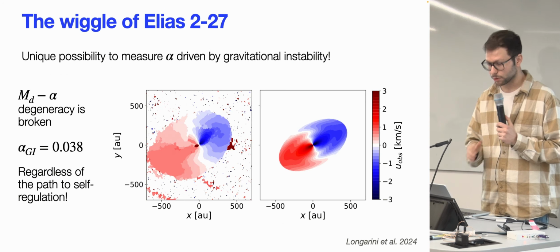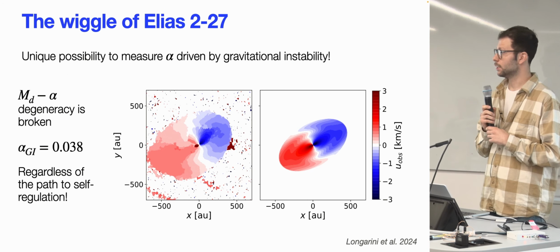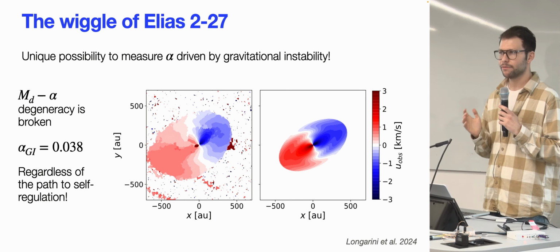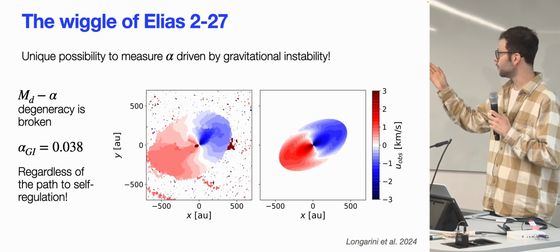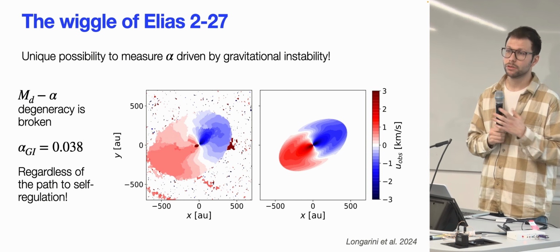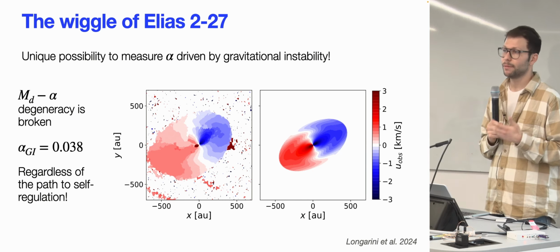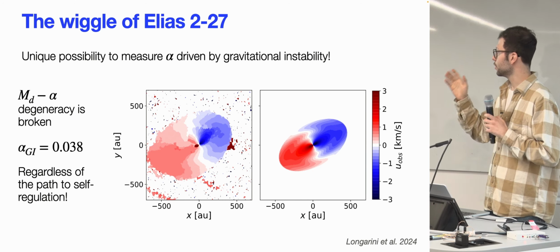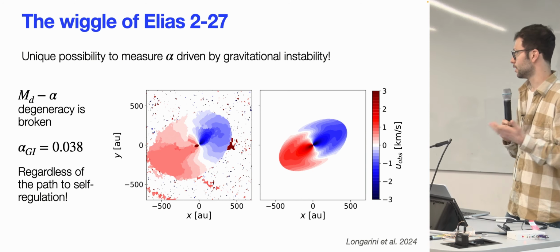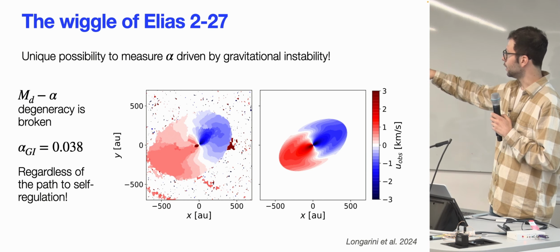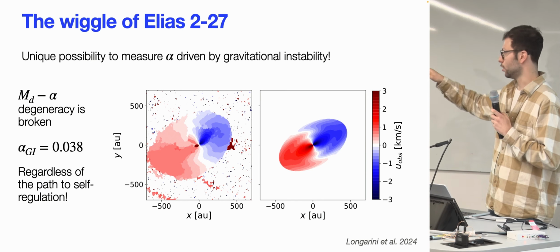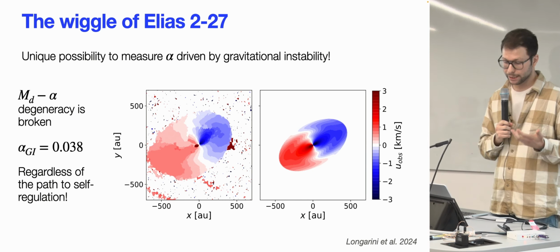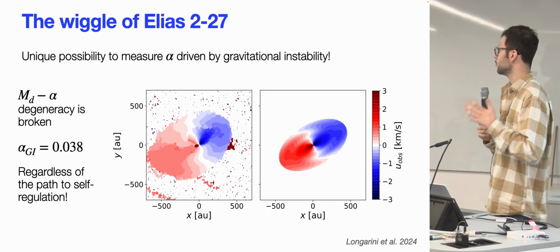And so what we have done in a paper that has just been published is this: this system is unique because we know basically everything, and we observe GI wiggles, so we can constrain the amount of angular momentum that the spirals are transporting. In particular, the degeneracy between disk mass and alpha is broken since we know the disk mass. So we took the central channel of the velocity field, we measured its amplitude, and with this we could constrain alpha. In this case, alpha is 0.038.